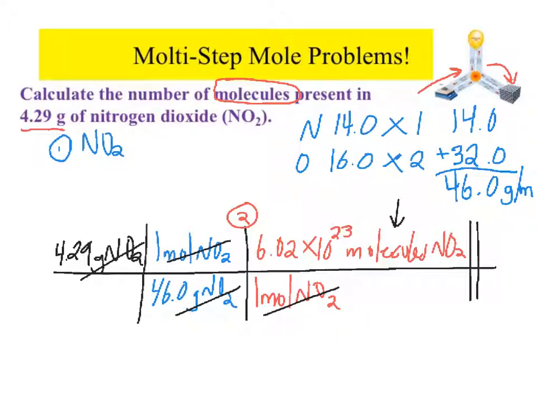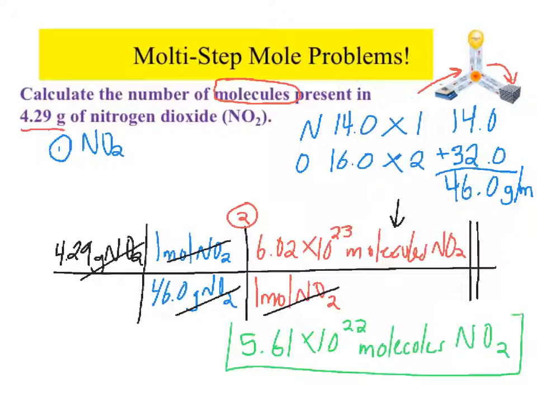So after calculating, I get an answer of, with correct sig figs, 5.61 times 10 to the 22nd molecules of NO2. And that would be my final answer.